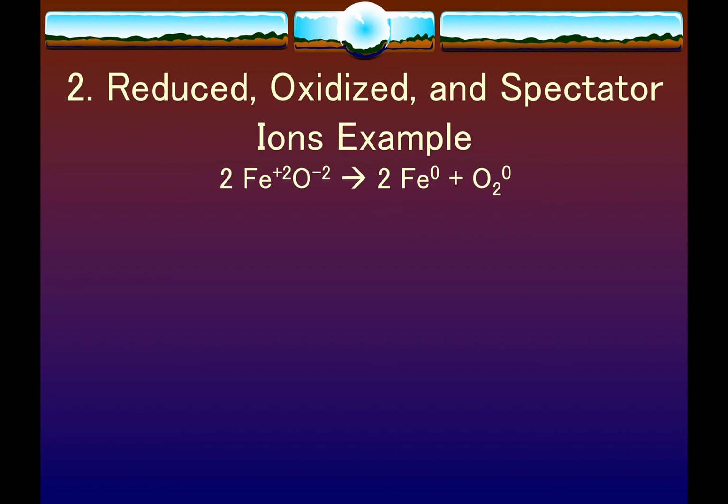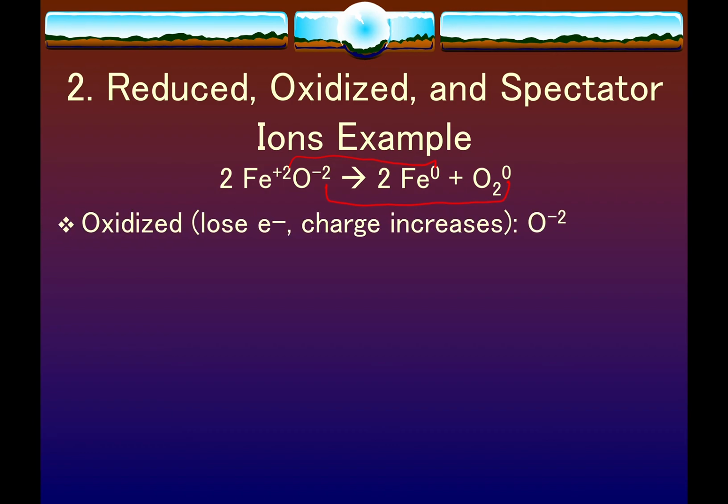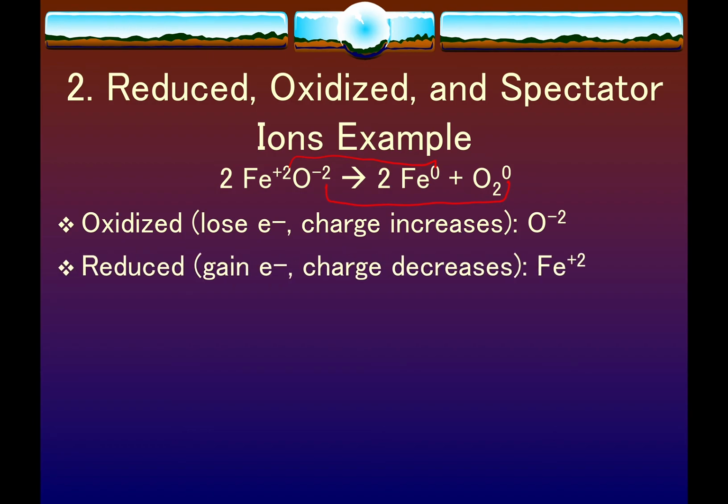Starting off with iron oxide yields iron and oxygen. We compare our oxidation numbers here, -2 to 0, +2 to 0. Oxygen is going to be oxidized as it gets more positive, charge values increasing up to 0, and the iron is going to gain electrons.